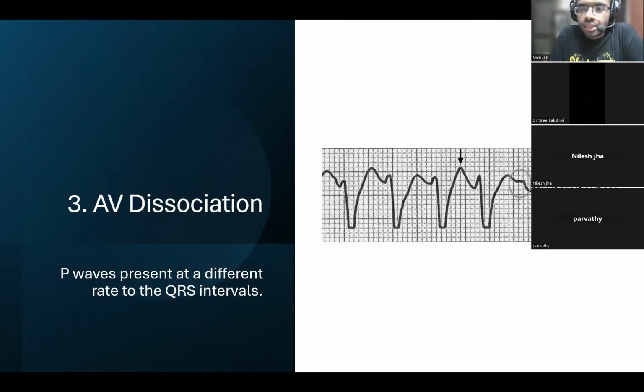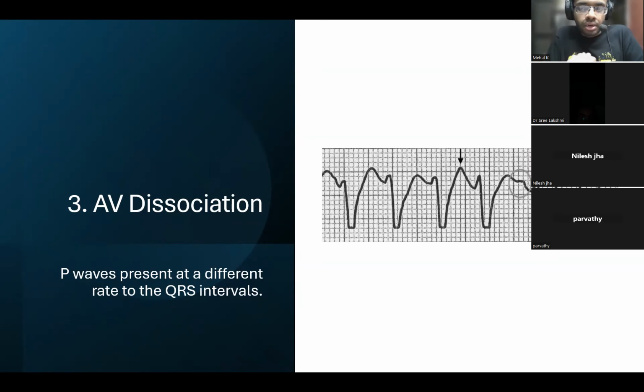Next is AV dissociation. AV dissociation is basically you have QRS complexes going at a particular rate. Then you see P waves, which are actually marching out at a different rate to the QRS complexes. So they are dissociated from each other. That means the ventricles are beating at their own rate. The atria are beating at their own rate. Similar to what happens in CHB, but here it is actually a tachycardia.